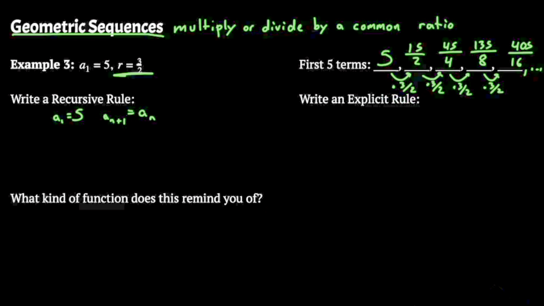You just keep multiplying by 3 halves. So I'm going to take a sub n and just multiply by 3 halves. If I wanted to write the explicit rule, remember I don't have to give us a starting point because you could just plug 1 in to find the first term. We just have to write the rule for any term, so a sub n.